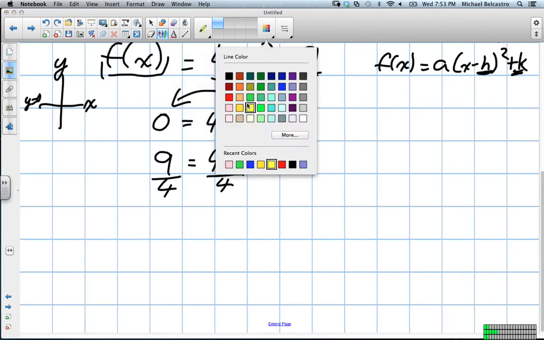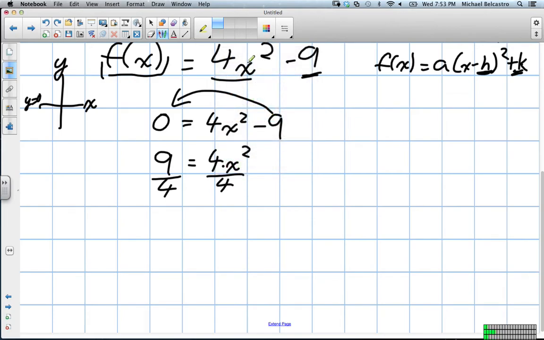The whole time, what we're aiming at is this x; we want to get it all by itself. When we divide, the 4s create a 1, or cancel out, and we're left with 9 over 4 equals x squared. The 4s disappeared. They divide into each other. Think of it like this: 4 divided by 4 is 1. And what would 1 times x squared be?